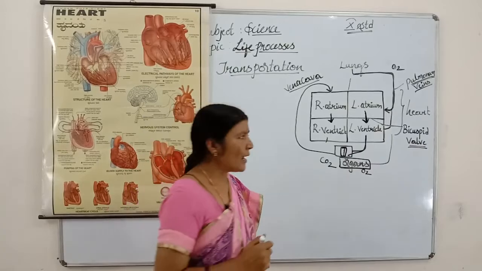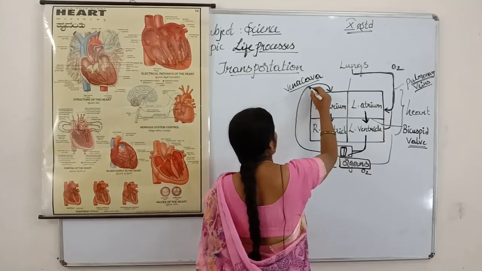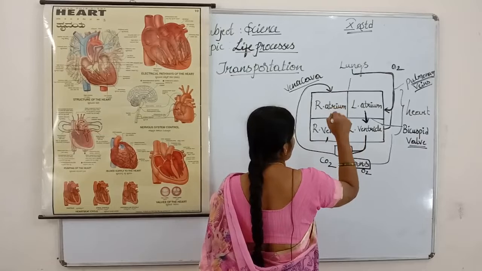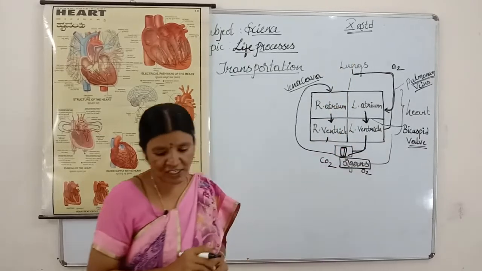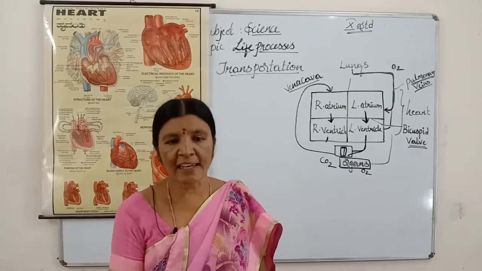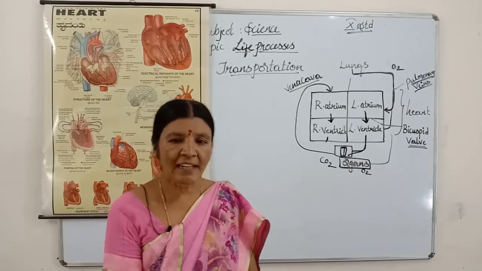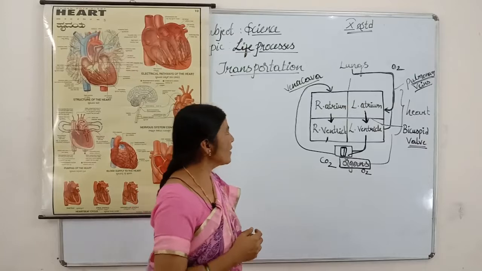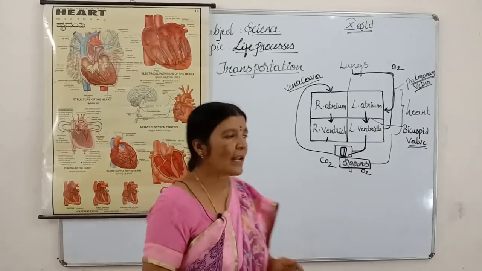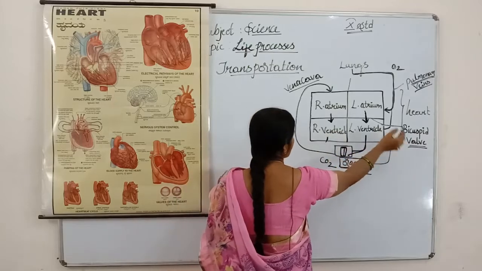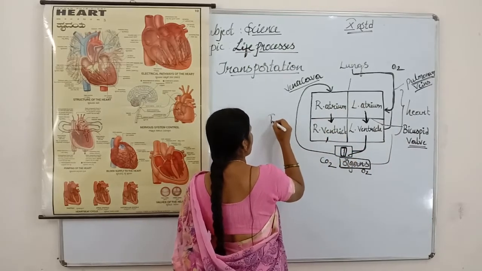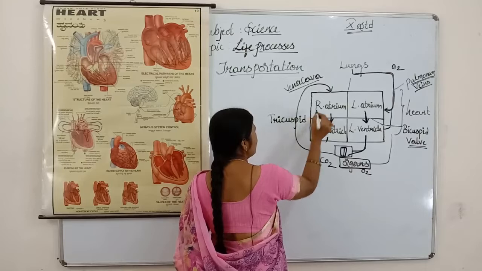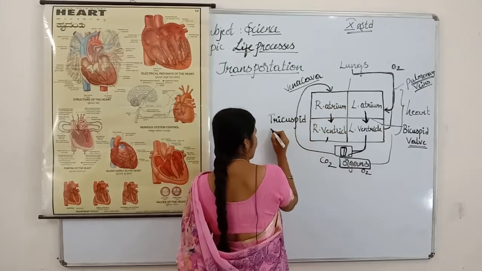Okay children, I already told you that the blood will reach the atrium, and from the right ventricle it again goes to the lungs for purification, and in the lungs the exchange of gases takes place. The blood enters from the right atrium to the right ventricle through a valve. Which valve here? The tricuspid valve is present in between the right atrium and the right ventricle.